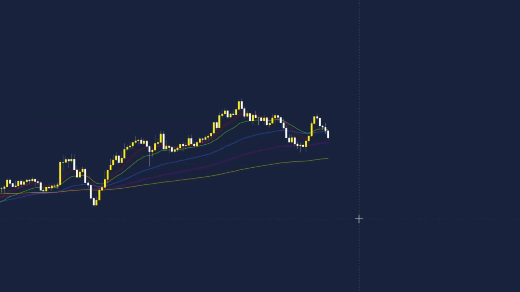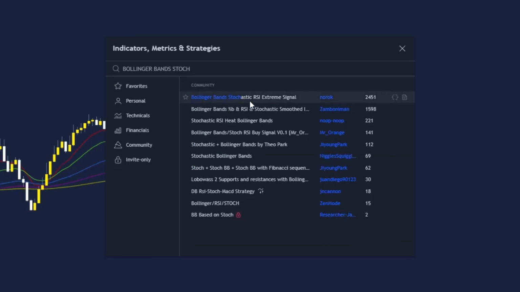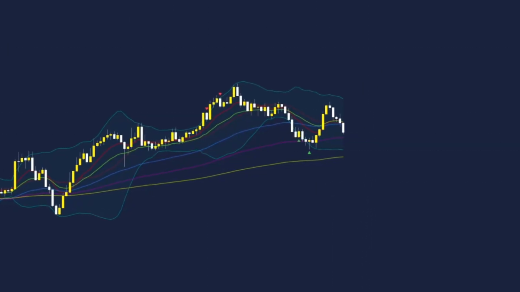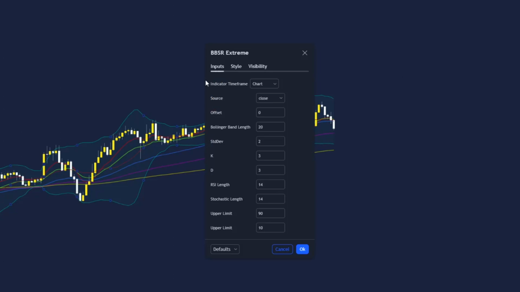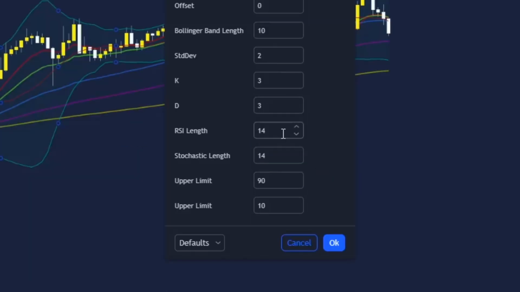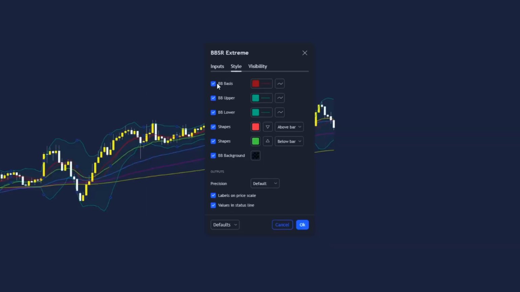For the second indicator, search Bollinger Band's Stochastic RSI. It's this extreme signals one right here. Add this one to your chart, and let's get into the powerful settings for this strategy. Open the Bollinger Band indicator. In the input section, change the Bollinger Band length to 10. Change the RSI length to 9. We'll also change the stochastic length to 9 and change the upper limit to 92 and the lower limit to 8. Finally, on style, untick BB basis upper and lower, as we won't be using these settings for the strategy.